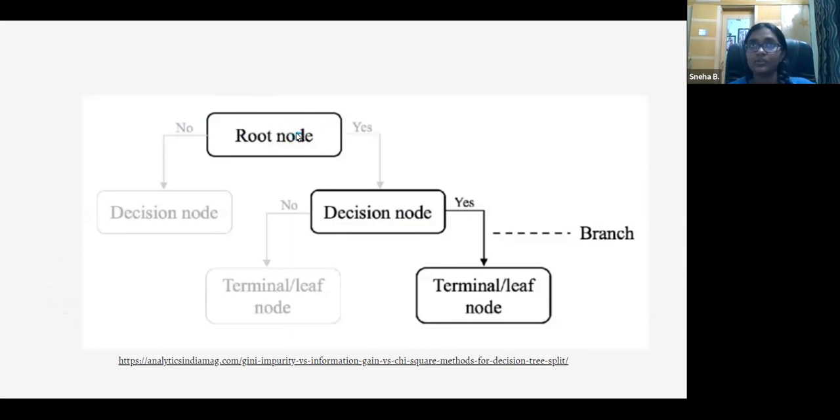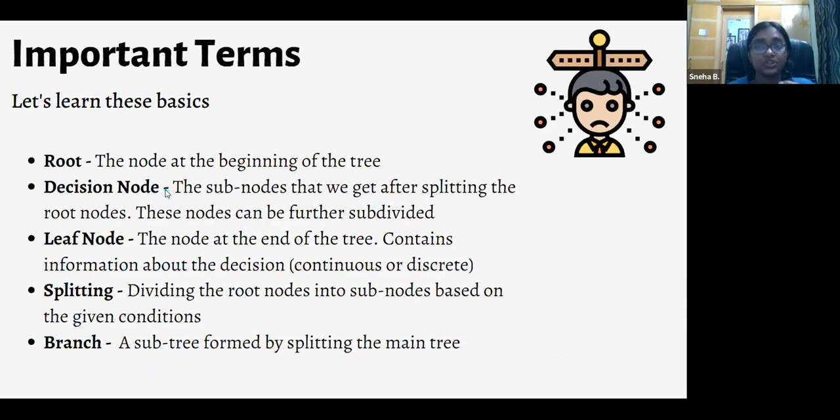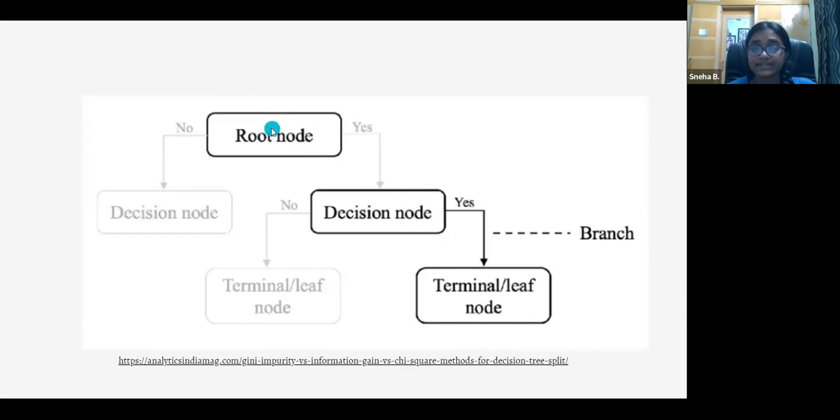Let's go back to that heart attack example. Like I mentioned, there were three cases: low blood circulation, chest pain, or arm pain. So it could maybe start off with chest pain and then no or yes. Whatever the decision tree starts off with, that is known as the root node. Next, there's something known as a decision node or an internal node. These are the sub nodes that we get after splitting the root node.